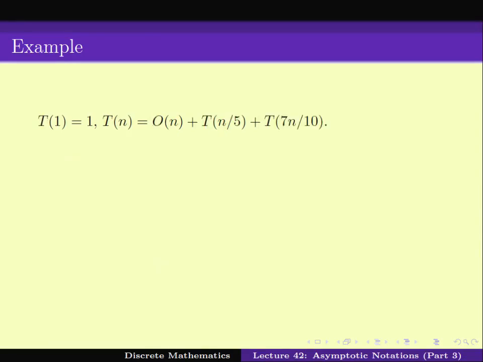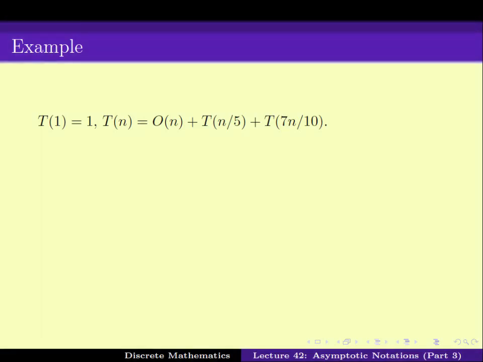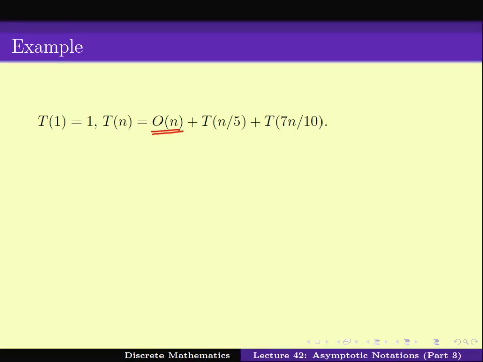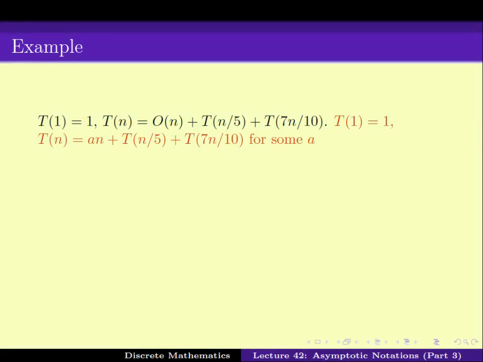So here is one more example. If Tn equals order n plus T(n/5) plus T(7n/10). Now what do I mean by this statement? When I have something like an order n in the expression, what it means is that there exists some a for which Tn equals a times n plus T(n/5) plus T(7n/10).